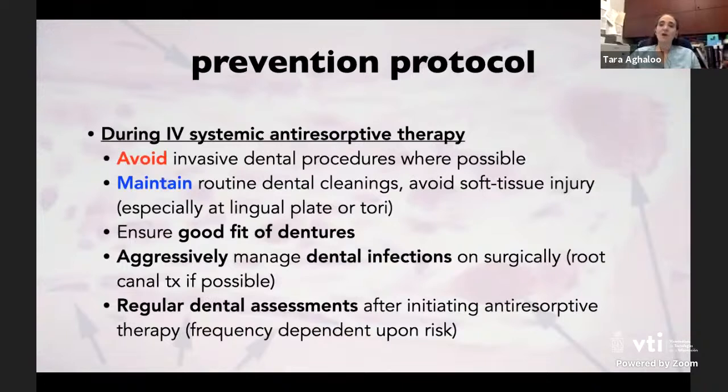During therapy, if they're already on systemic therapy, especially patients that have cancer and are on either intravenous or subcutaneous denosumab, we want to avoid invasive dental procedures. These would be things such as apicoectomies, periodontal surgery, implant therapy, or extractions. Certainly those are things that we should be avoiding if at all possible.